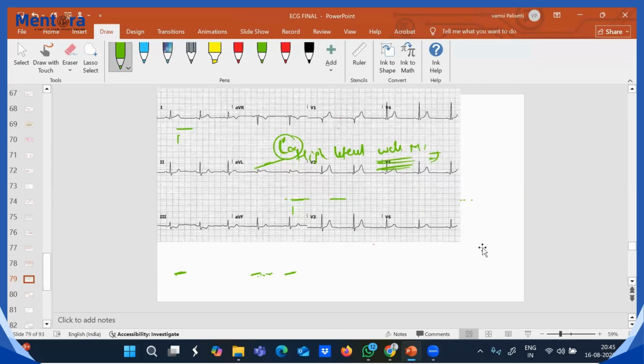So I wanted to ask something. For ST elevated MI, you mentioned it should be elevated, J point should be elevated more than 1 mm. I've read somewhere that there is a difference between men and women, and also less than 40 years and more than 40 years.